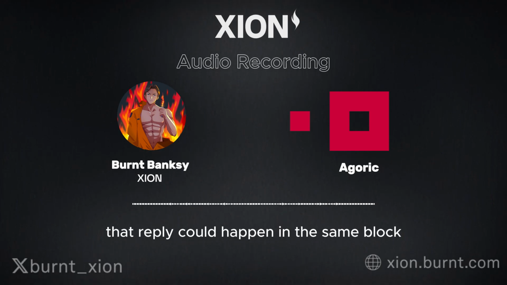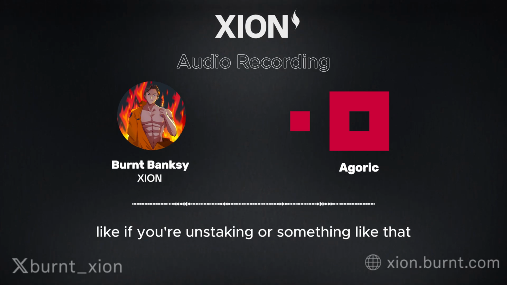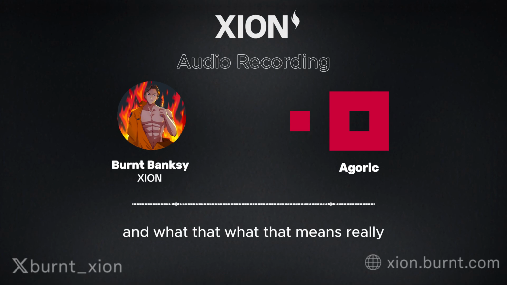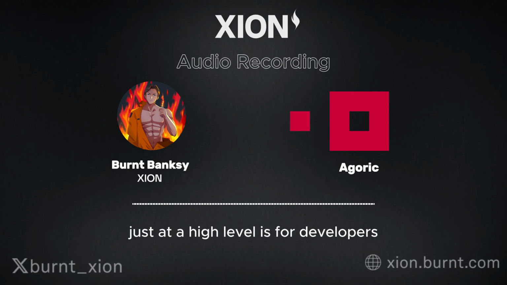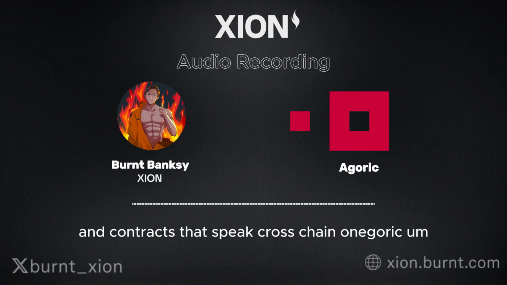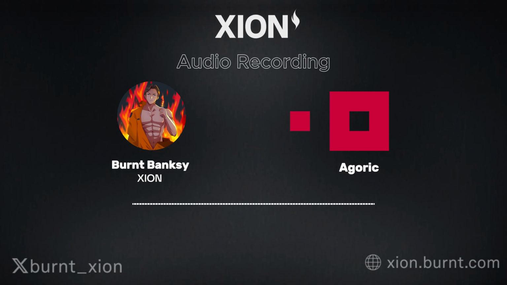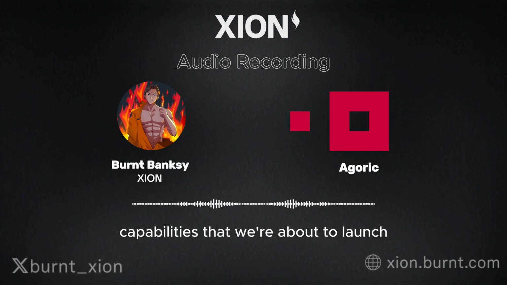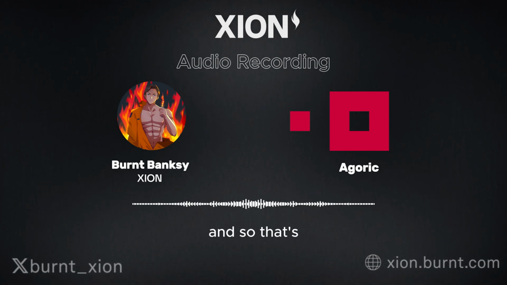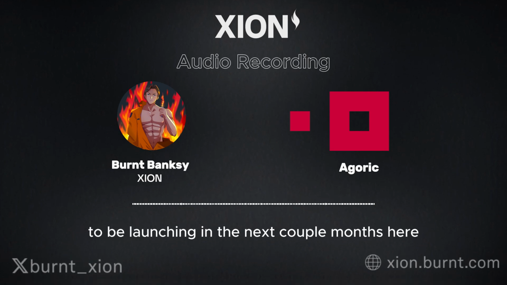That reply could happen in the same block, or it could happen 21 days later, like if you're unstaking or something like that. And what that means at a high level is, for developers, it will be significantly easier to build applications and contracts that speak cross-chain on Agoric than anywhere else, as a result of the native async capability and the orchestration capabilities that we're about to launch. And so that's really our approach to chain abstraction, and we're really excited to be launching in the next couple months here.